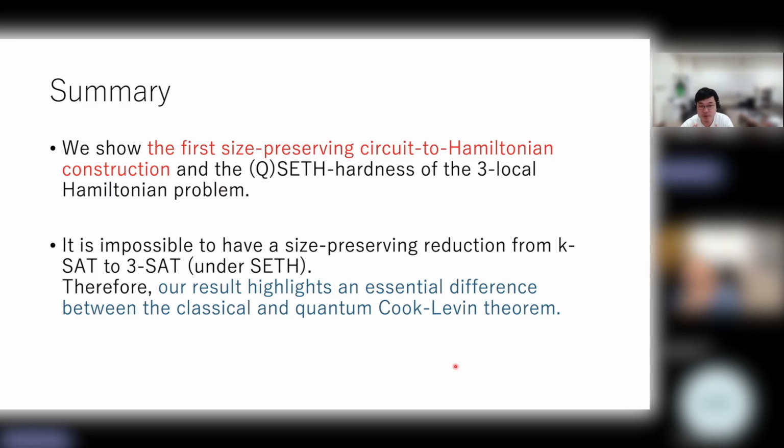But we show that in the quantum reduction it is possible, because we can exploit the power of Hilbert space and superposition. We can embed more information in a smaller quantum system, and in the classical system it is morally impossible. So our results highlight an essential difference between classical and quantum calculus. This is the most interesting point of our work.